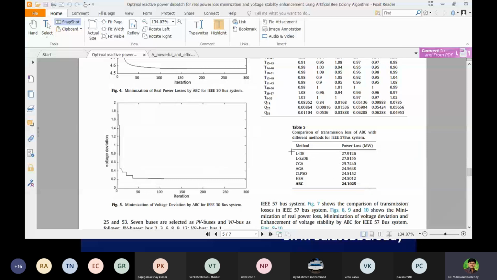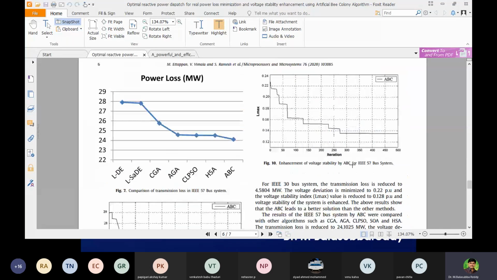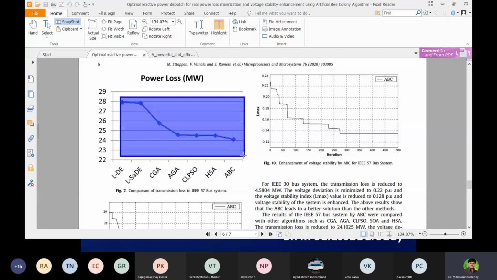But when you compare to other algorithms on the same 57 bus system, other algorithms are showing 27.9, 27.8 megawatt and so on. But you can see the proposed algorithm gives the best result. These are only the conclusions. Now you can also see the power loss with different algorithms. They mention it like this in a graph also. These are all only for representation, nothing more than that.